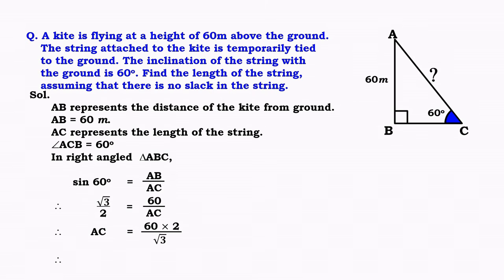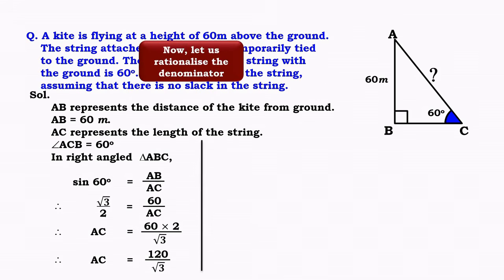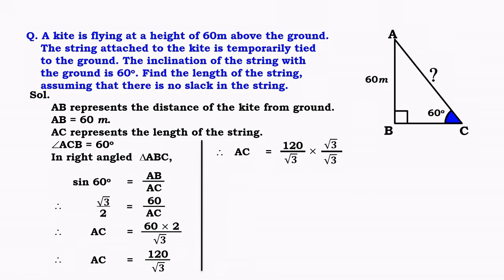Now, we need to find AC. By cross multiplying, we get AC is equal to 60 multiplied by 2 divided by root 3. 60 multiplied by 2 gives us 120. Therefore, AC is equal to 120 divided by root 3. But we still have root 3 in the denominator. So, let's rationalize the denominator. We multiply both the numerator and denominator by root 3.